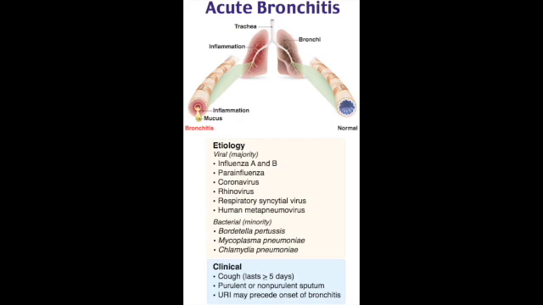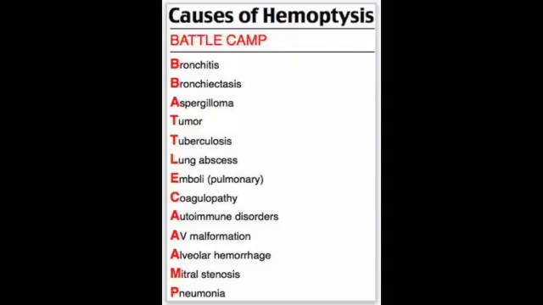Clinical manifestations: the hallmark of acute bronchitis is cough. It may be productive or present for at least 5 days, but it usually lasts 1 to 3 weeks. They may also have some malaise, dyspnea, wheezing, URI symptoms like runny nose or low-grade fever. They may have hemoptysis. Acute bronchitis and bronchogenic carcinoma are the two most common causes of hemoptysis. Very important.